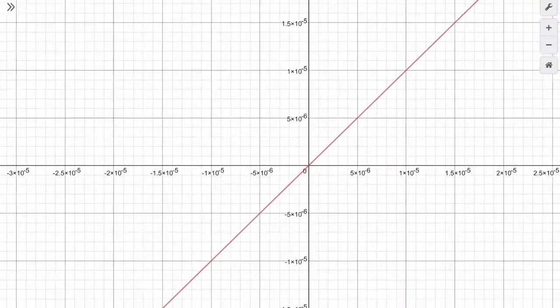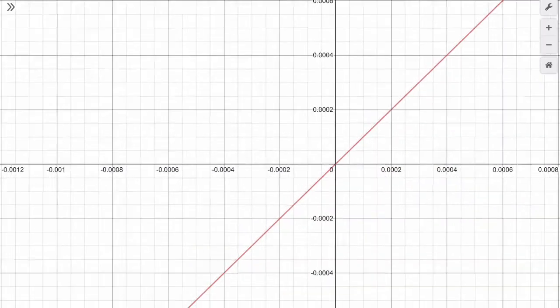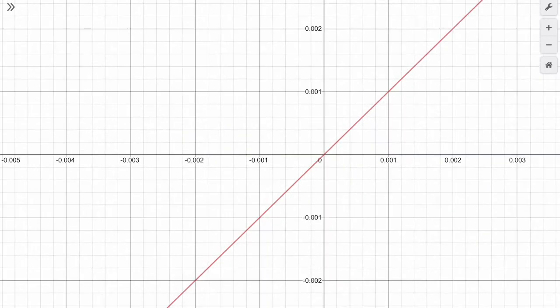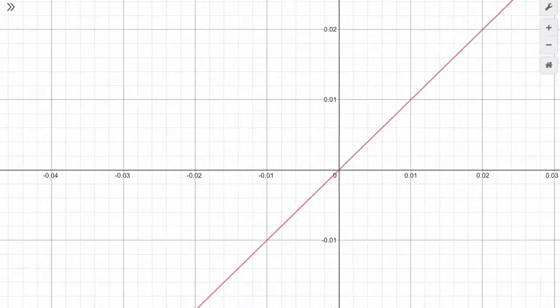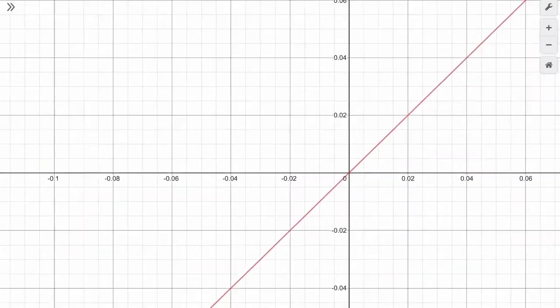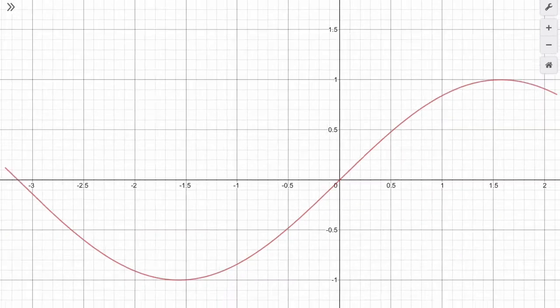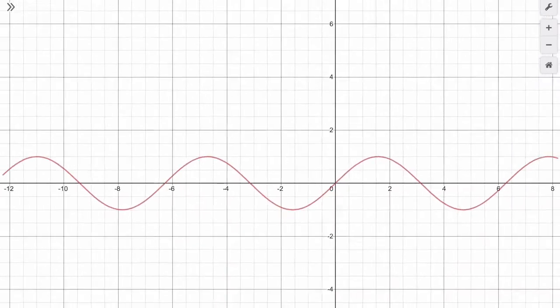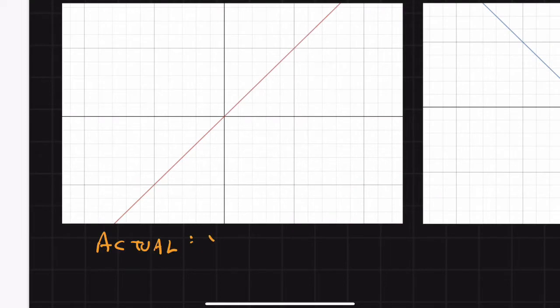So what happens if we start to zoom out? As we zoom out, this straight red line starts to look more and more curved. And if we zoom out far enough, we'll be able to see the shape of the full curve. And from here, we can tell that this curve is actually sinusoidal. The equation of this red curve is actually y equals sine of x.